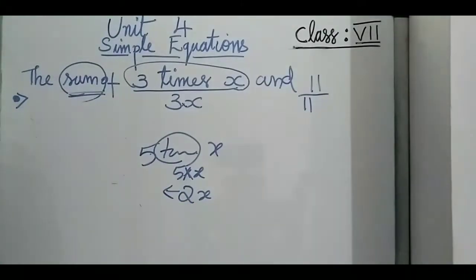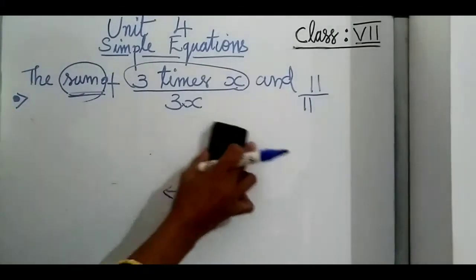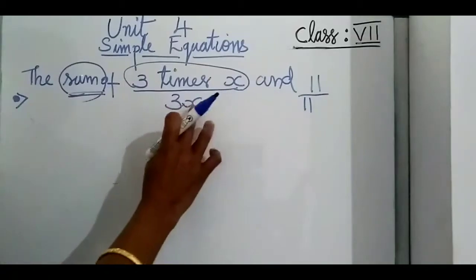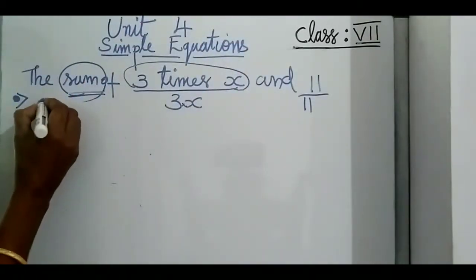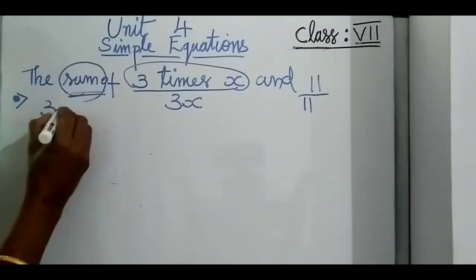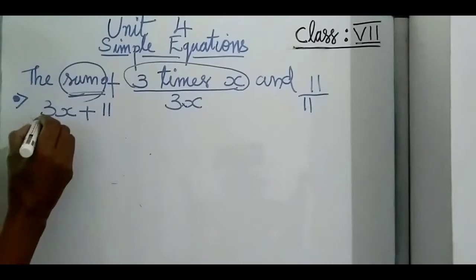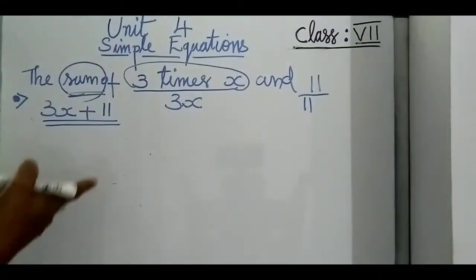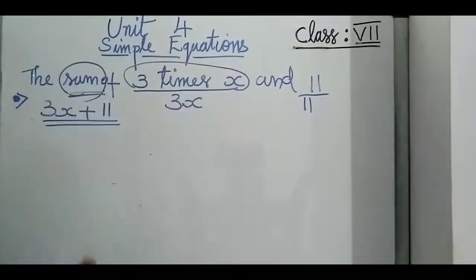So here the 3 times x is 3x. Here 11. The sum of 3x and 11. We know the mathematical notation: 3x plus 11. This is the algebraic expression of the sum of 3 times x and 11.